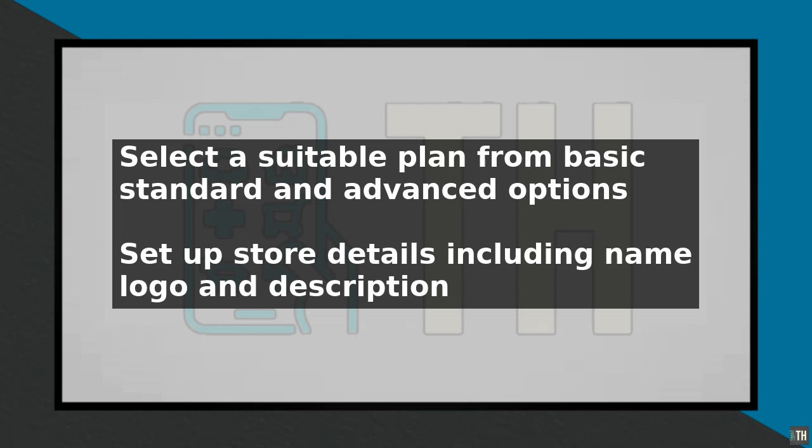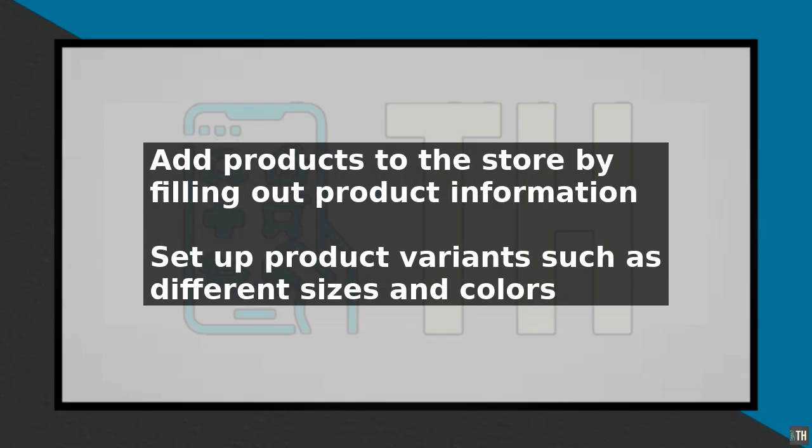To add products to your store, go to the Products tab and click on Add Product. Fill out the product information, including product name, description, price, and images. You can also add variants, such as different sizes and colors.